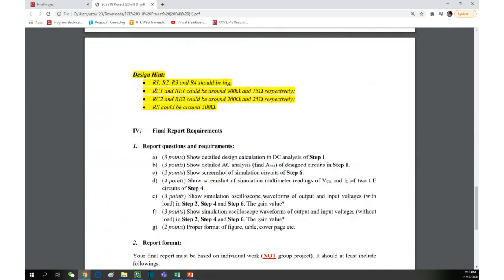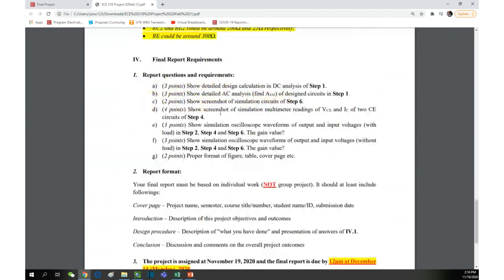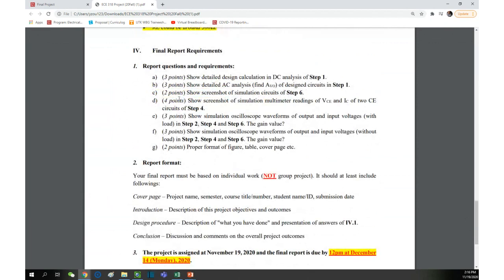And RC1, RE1 should be around these two values. I'm trying to narrow down the design range. And RC2, RE2 also, I'm giving you a value to follow. Not a range, but around a certain value. You can tune to achieve better gain. RE also, again, I'm giving you a value to approximately design around. Okay, some hints here. And here I'm providing the lab report rubric.